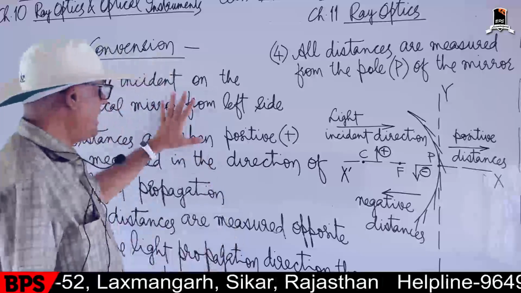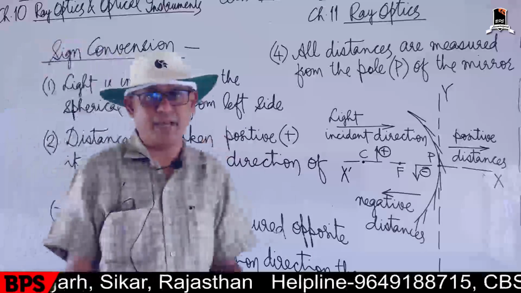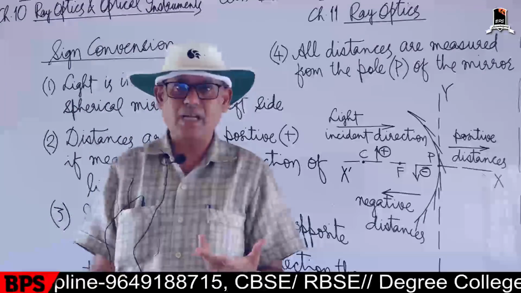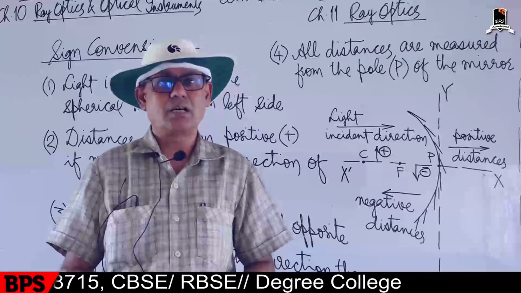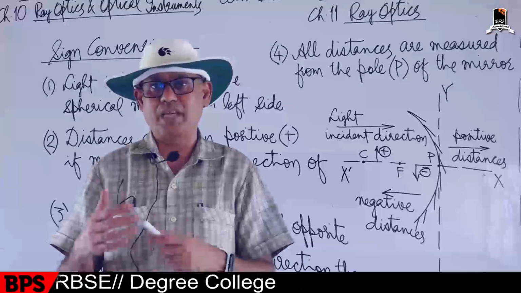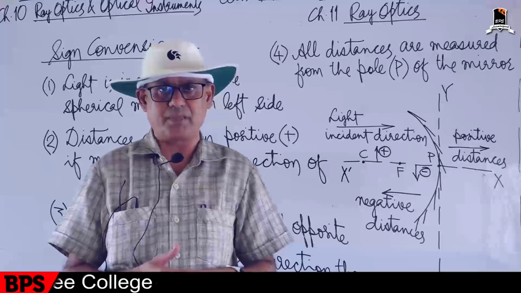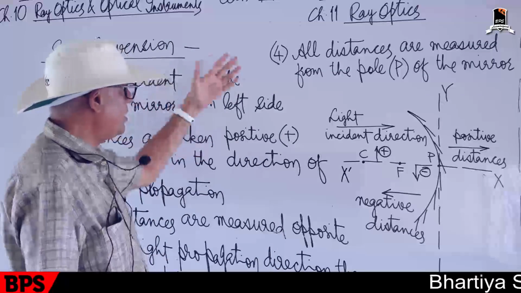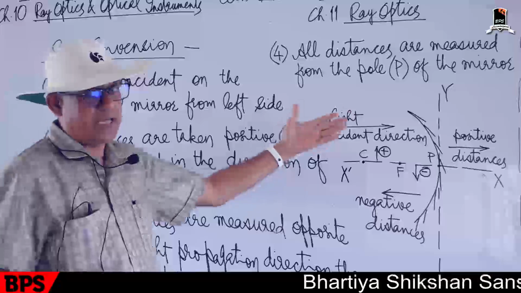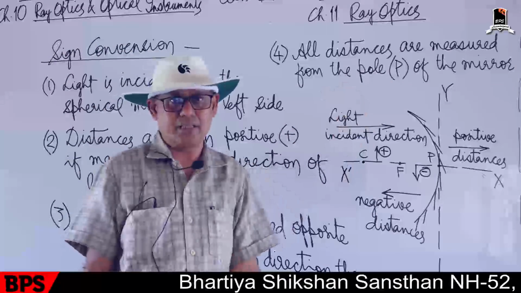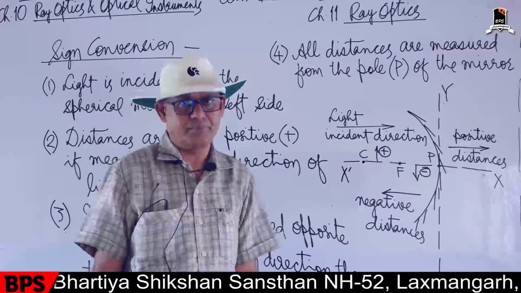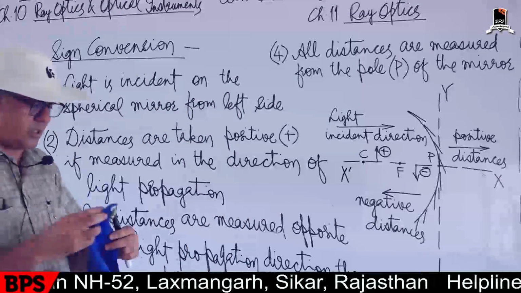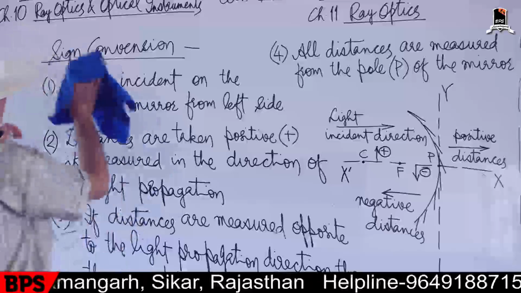So this is the sign convention related with the spherical mirrors. This will be needed in each and every numerical. Whenever you perform numericals, you will have to put the values of u, v and f along with their proper sign, and the sign will come from this sign convention, or the Cartesian sign convention system. Taking the next topic, which is the image formation rules.